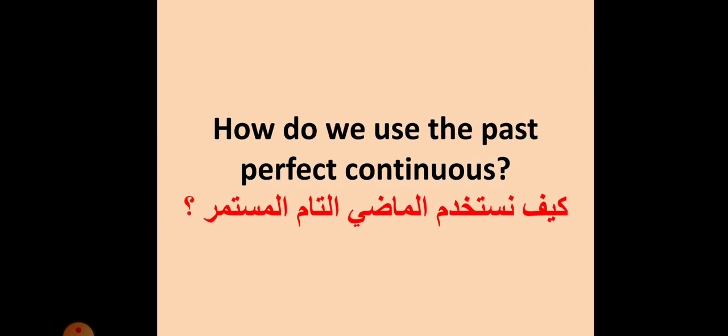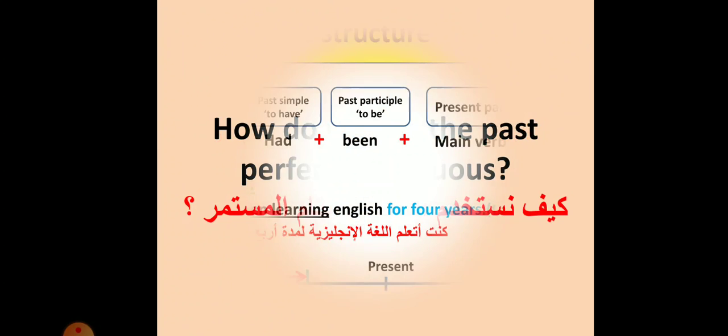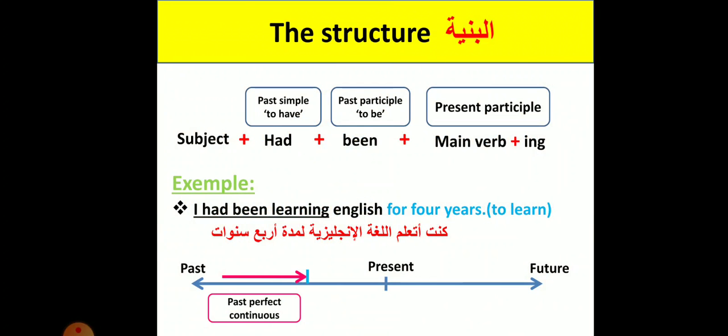So how do we use the past perfect continuous? Here we have the structure: subject plus had plus been plus main verb plus ing. Subject plus had, which is the past simple of verb to have, and it is the first auxiliary verb. Been is the past participle of verb to be, and it is the second auxiliary verb, plus the present participle, which is main verb plus ing.